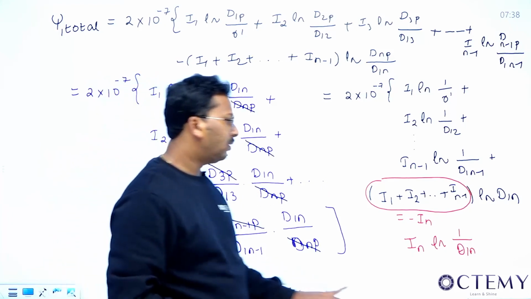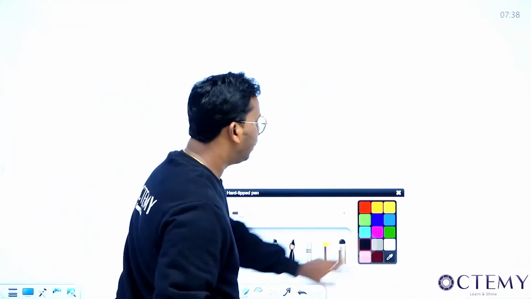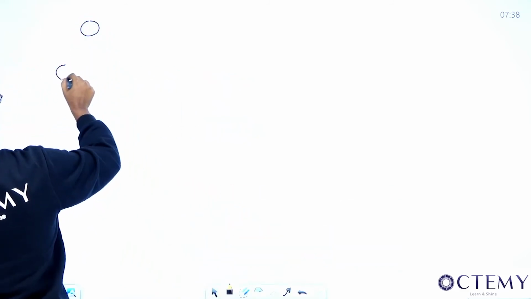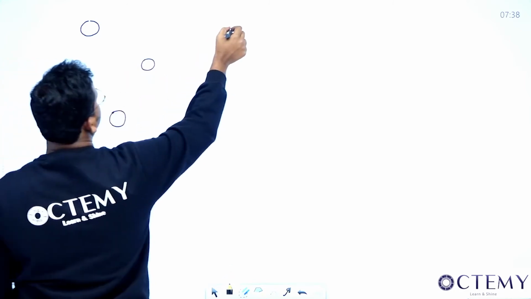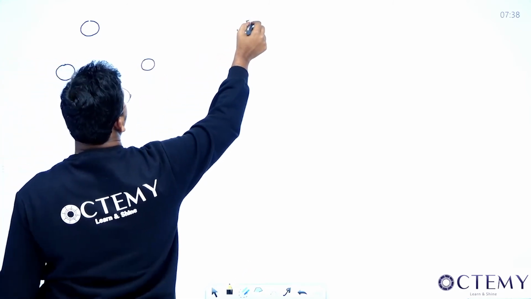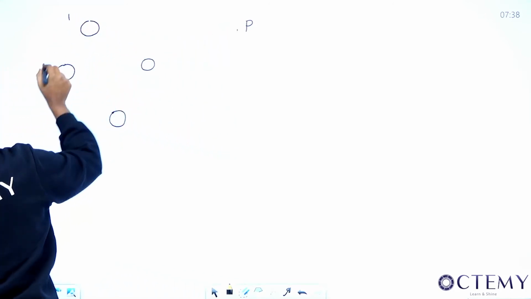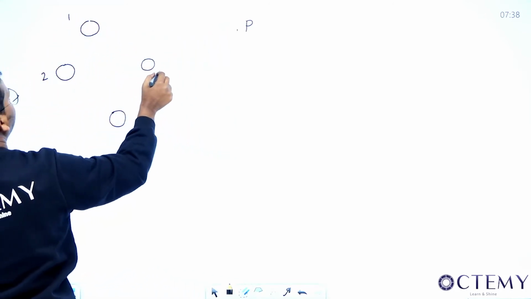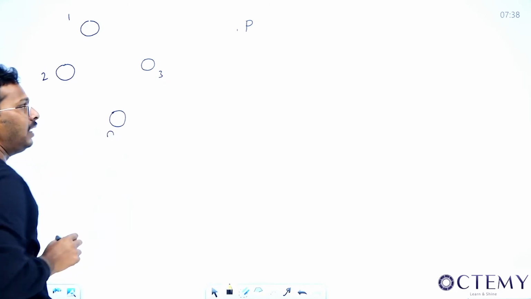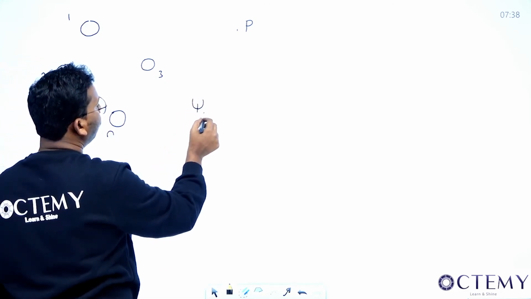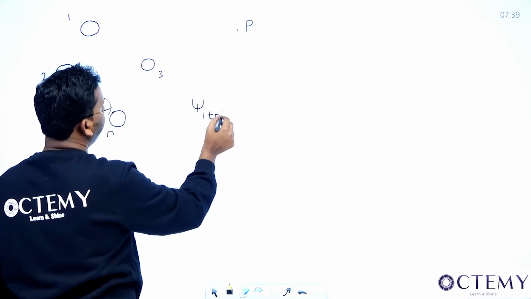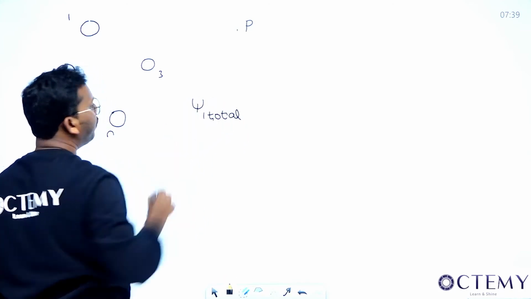Now let me tell you the conclusion, what we have done, how we have done. The conclusion is like this. If you have n conductors like this, and say this is the distance at a particular point P. So this is the first one, this is the second one, this is the third one, this is the nth conductor, right? Now I want the phi 1 total. I want the total flux linkage between conductor 1 and point P.